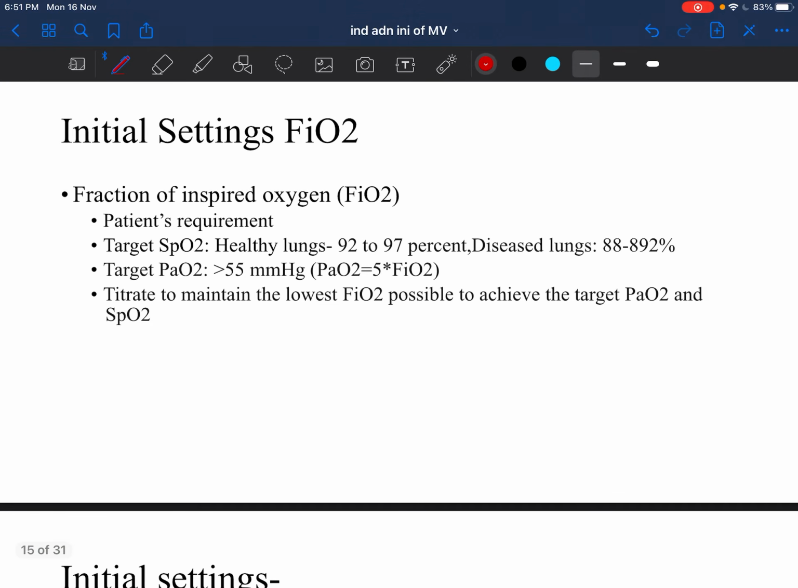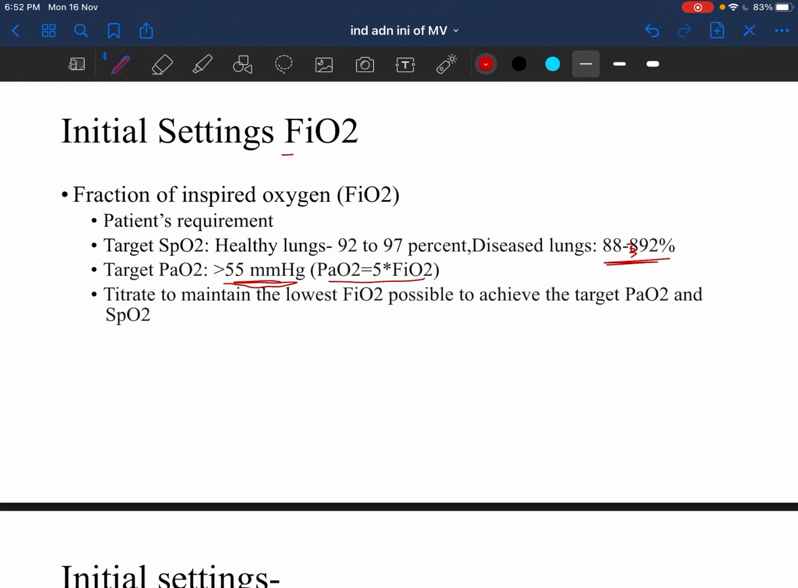Next, coming to FiO2, which is fraction of inspired oxygen. Again, it depends on patient's requirements. You need to have a target saturation SpO2. Say for healthy lungs, you can keep it at about 94%, or in diseased lungs, it can be lower, 88 to 92%. Target PaO2 can be as low as 55 millimeter of mercury. You have to keep in mind your arterial oxygen concentration is approximately 5 times that of inspired oxygen concentration.